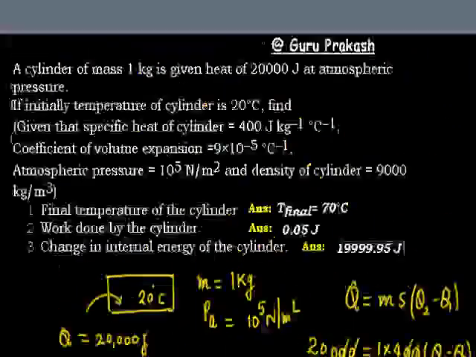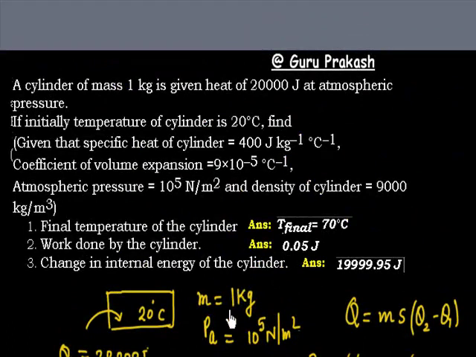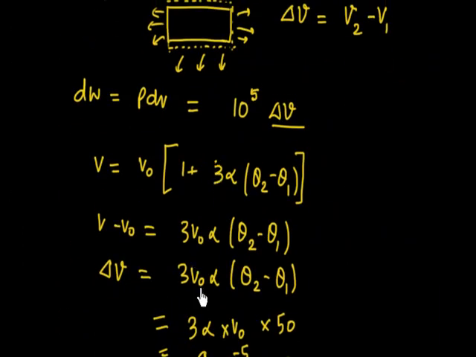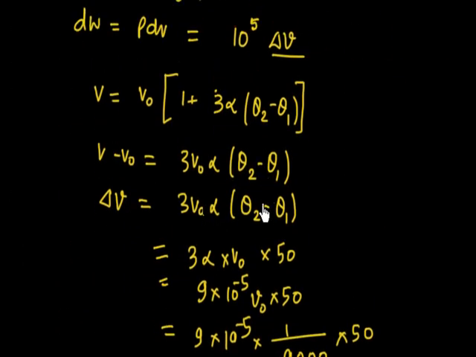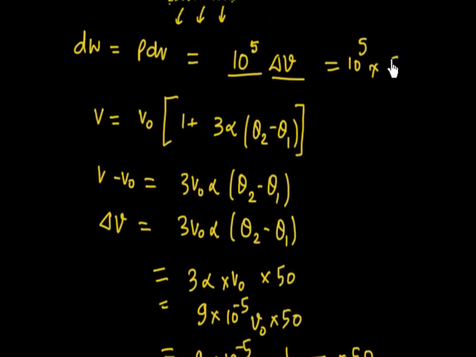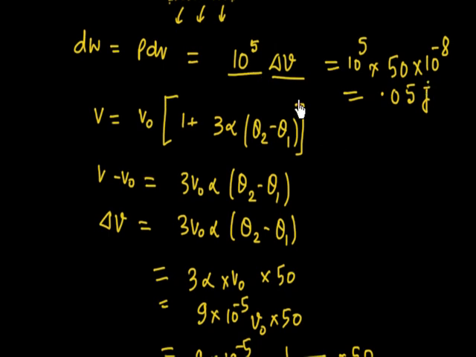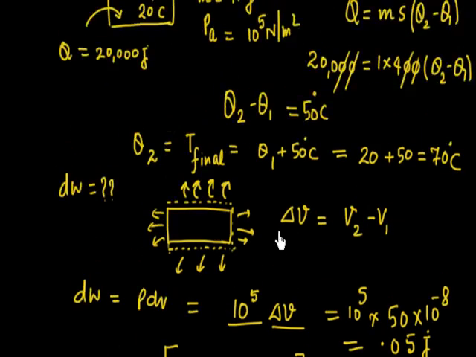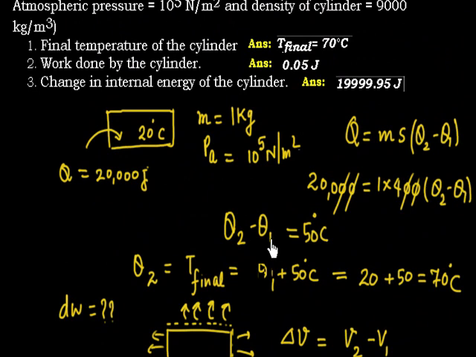What you have to calculate is the work done. So you have to have PdV. I know dV. If I plug this value here, I will have 10 to the power 5 into 50 into 10 to the power minus 8. So this is 0.05 joule. This is the amount of work that the cylinder has done to push the atmosphere.